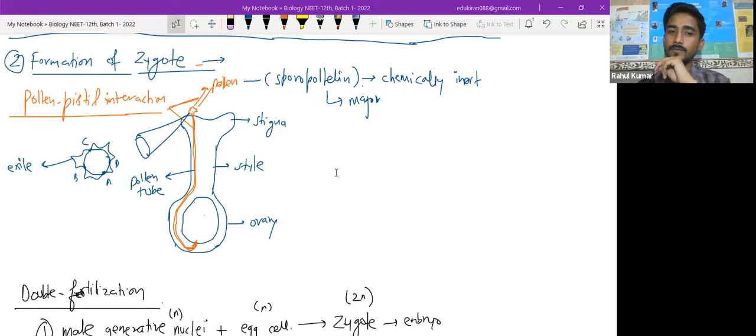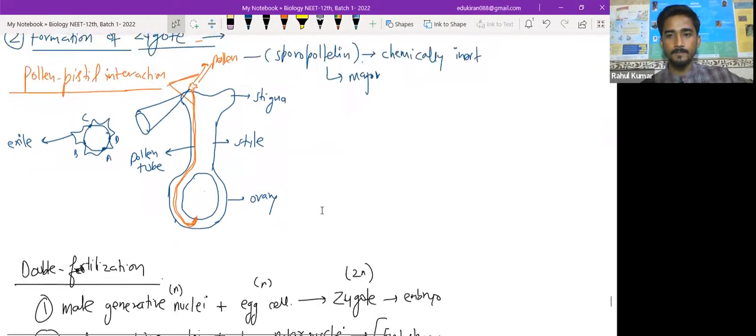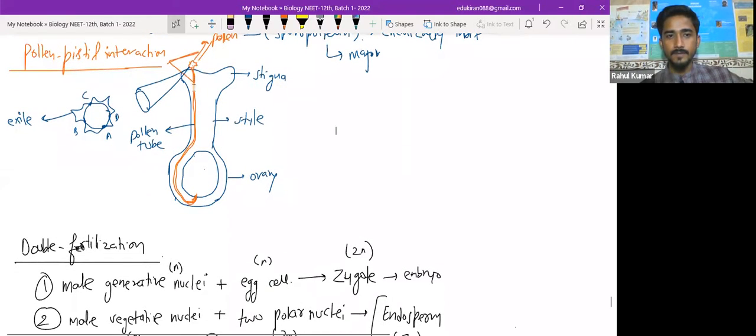Yes, continue. Then what happens? The pollen tube starts growing. The pollen tube goes through the style and reaches into the ovary, where the event of double fertilization takes place, correct? Yes.